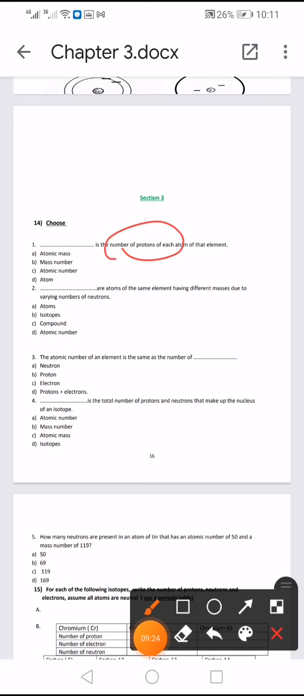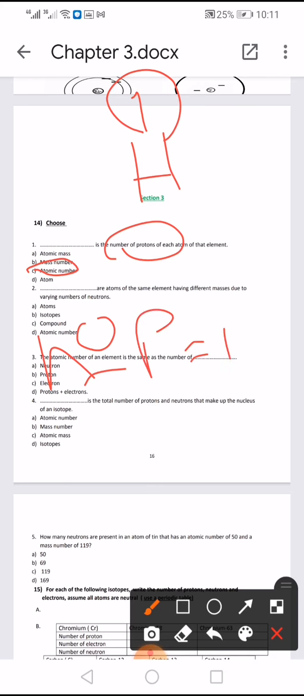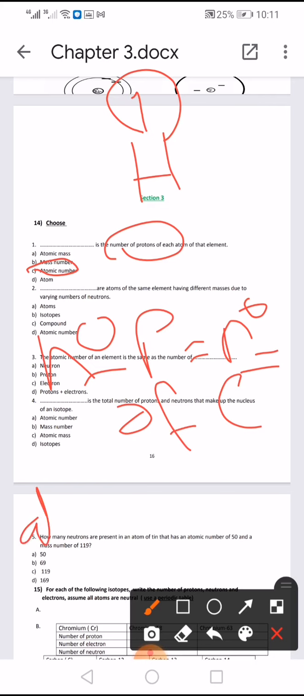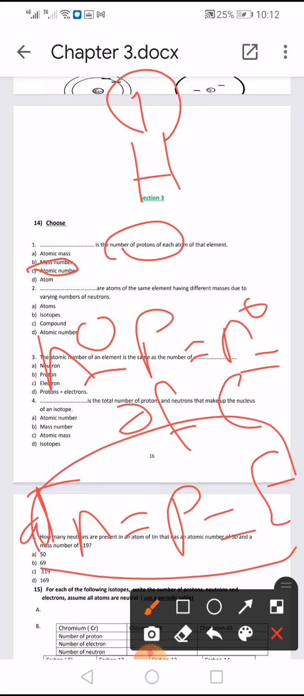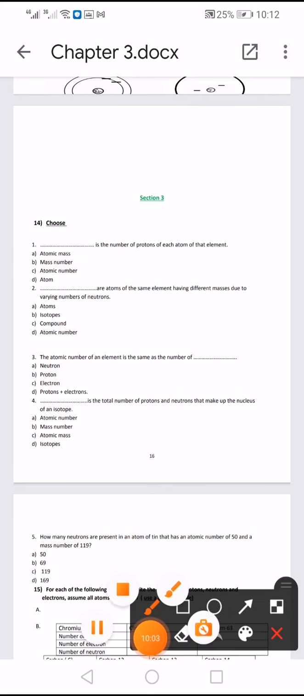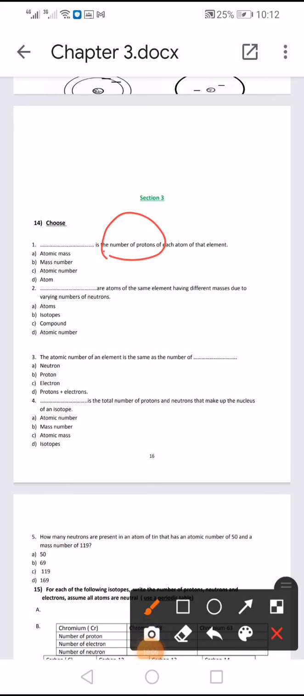The number of protons of each atom of that element is called the atomic number. For example, if I have hydrogen and 1, the number above the hydrogen is called the atomic number. The atomic number is the same as the number of protons. And I said before that an atom is neutral, so the number of protons equals the number of electrons. So atomic number equals number of protons equals number of electrons.